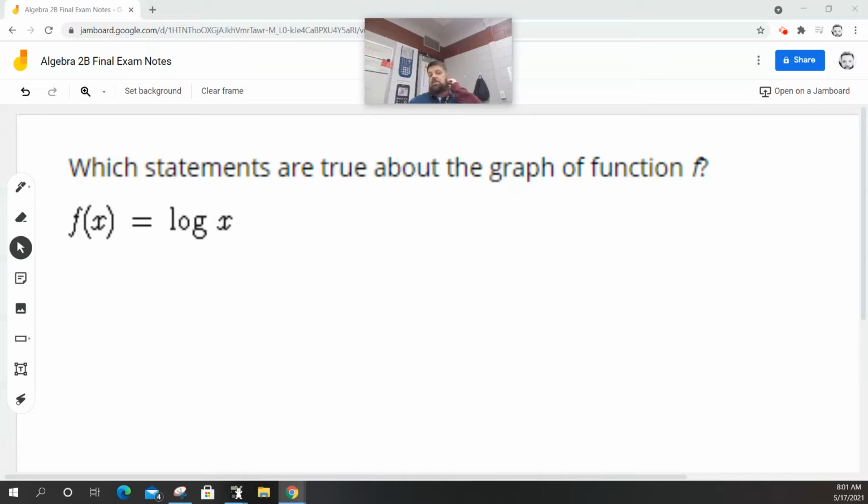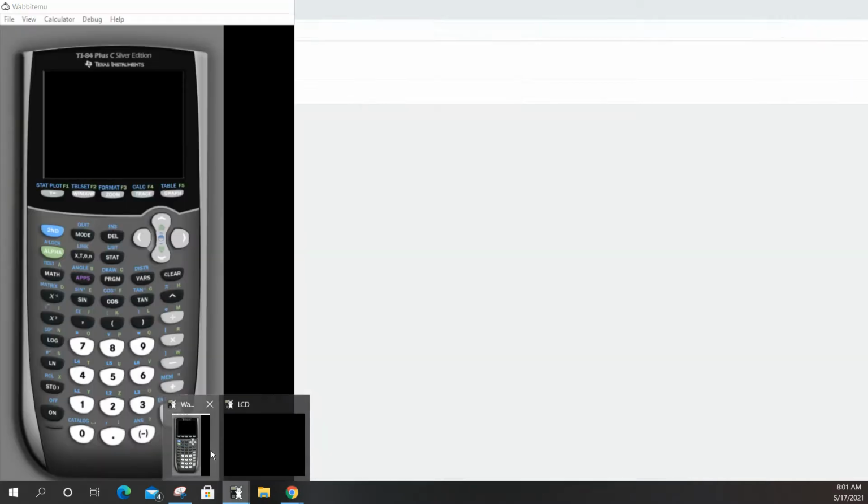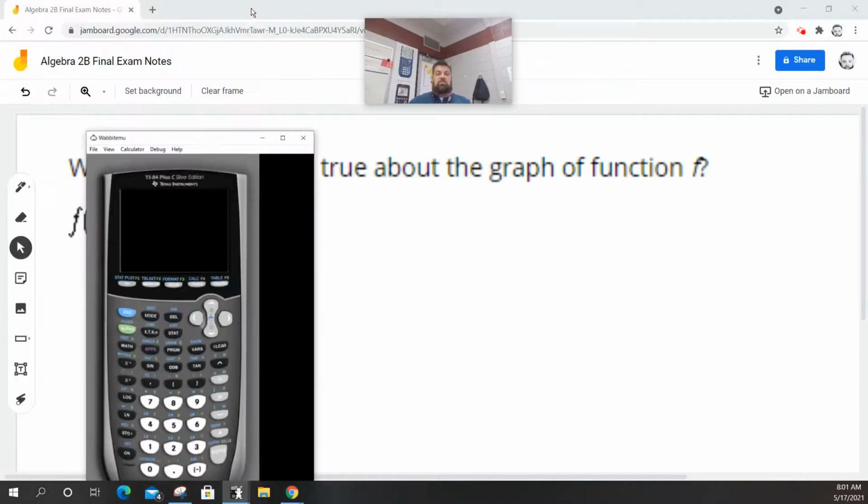All right, so it says, which statements are true about the graph of f? And f of x is log of x. So let's just graph the log of x and see what we get.